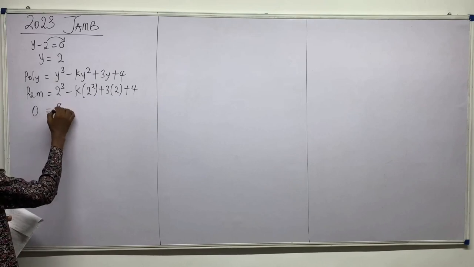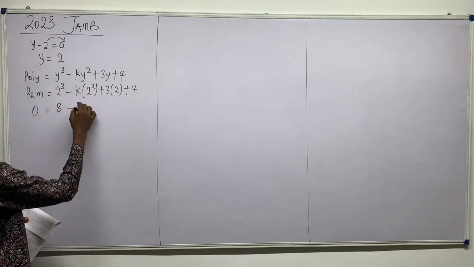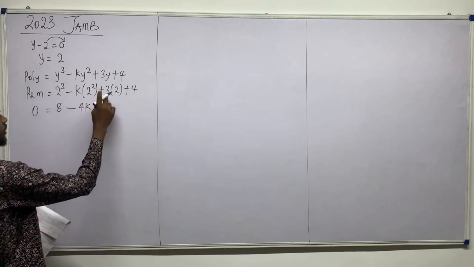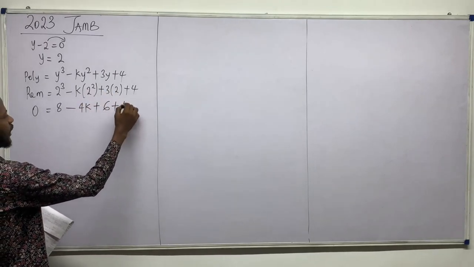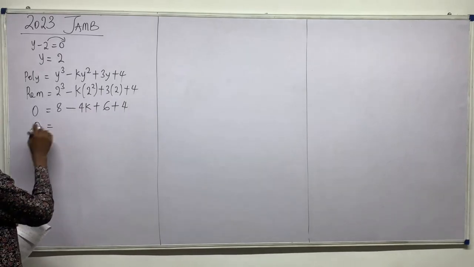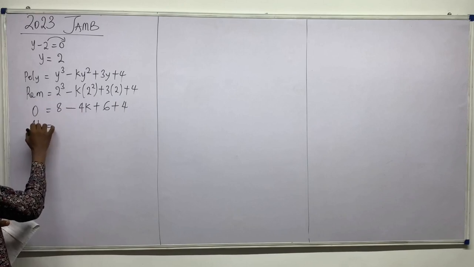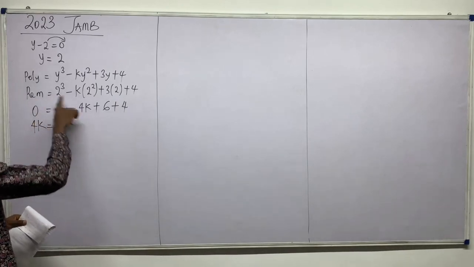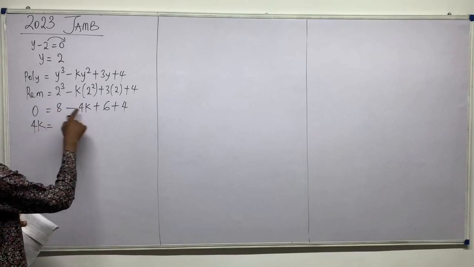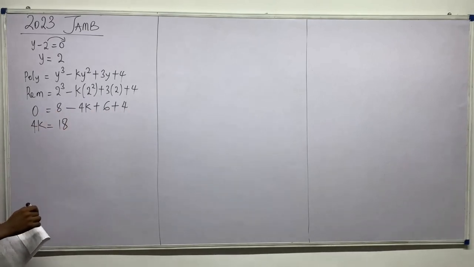2 cubed is 8, minus 2 squared is 4, and 4 times k is 4k, plus 3 times 2 is 6, then plus 4. Now this is equal to 0, or I can just say minus 4k goes out, what would it become? It becomes 4k. Minus 4k goes out, becomes 4k. 8 plus 6 plus 4 will give us what? 18.